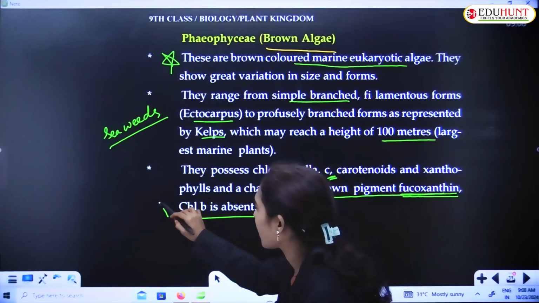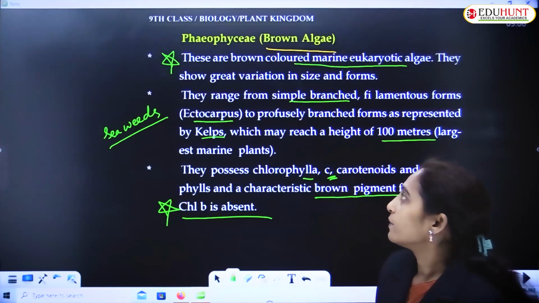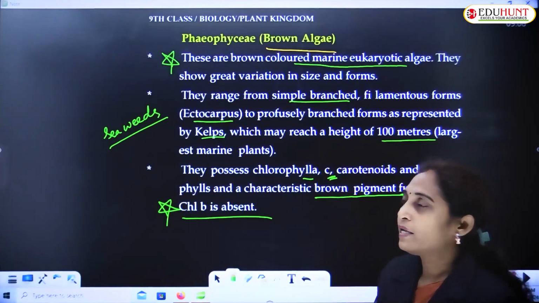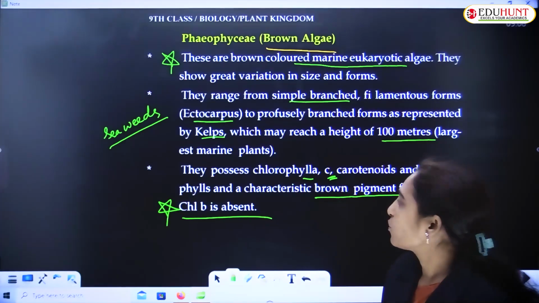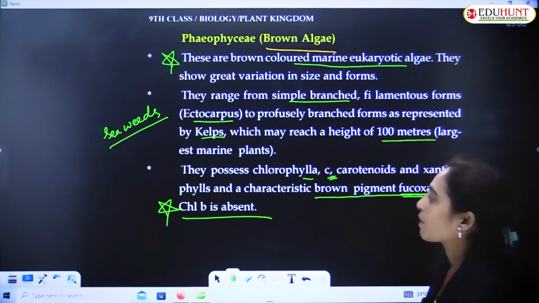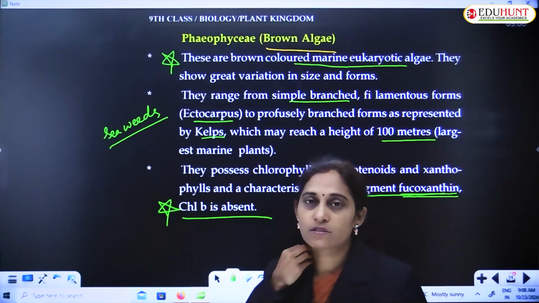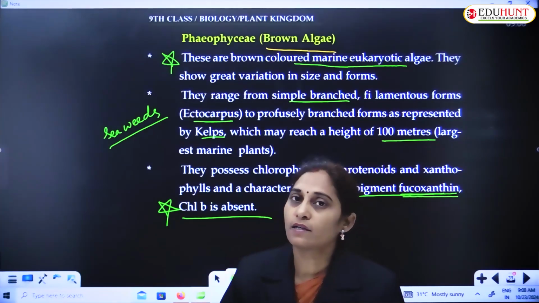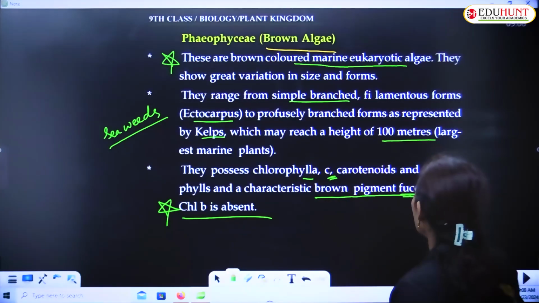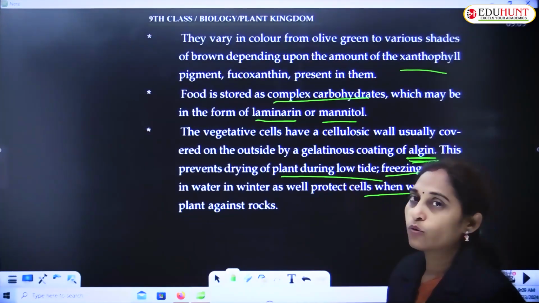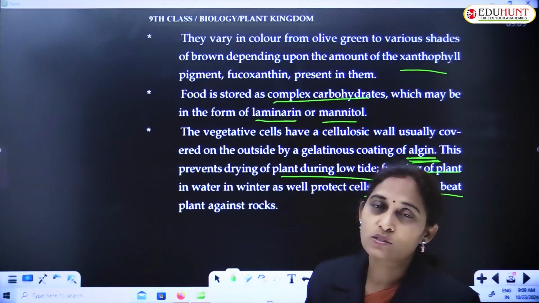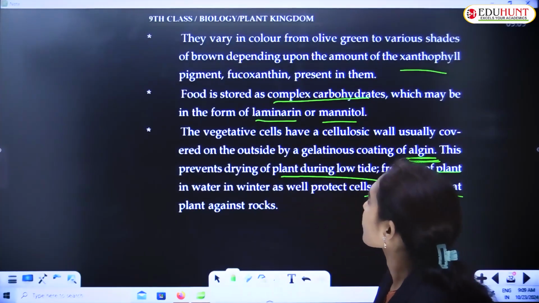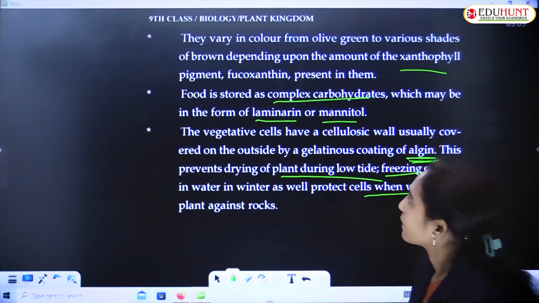దిస్ ఈజ్ అ రిమార్కబుల్ పాయింట్. అండ్ chlorophyll B is absent, chlorophyll A and C are present. Fucoxanthin is the brown pigment which is dominant in the brown algae. Because of this fucoxanthin only, the brown algae look brown and are called brown algae.